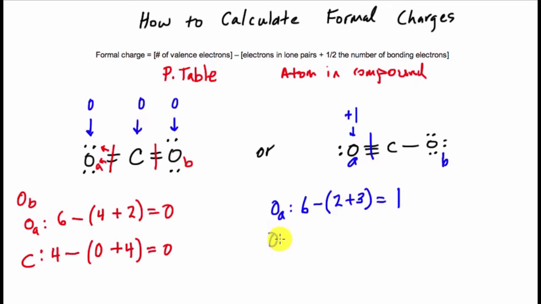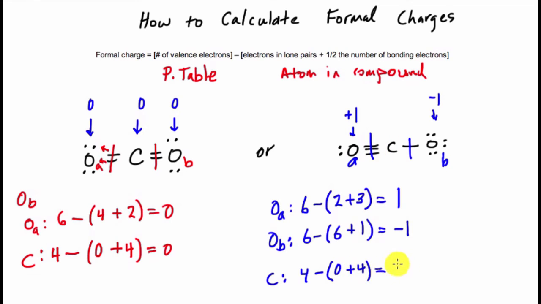My other oxygen, oxygen B, again the same thing: 6 minus, and then I look at the lone pair electrons, 2, 4, 6, plus 1 for the single bond. That gives me a value of -1. So over here I have a value of -1 for this oxygen. And the carbon is going to be 4 minus 0, because there are no lone pairs of electrons, and then 1, 2, 3, 4, so plus 4 gives me a value of 0. So the carbon is 0.